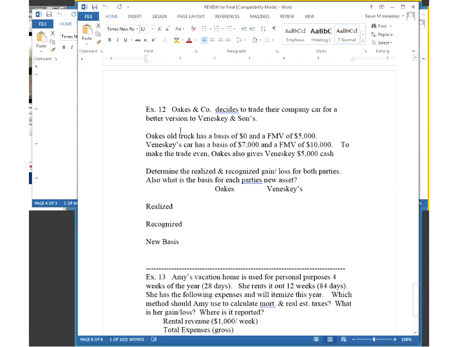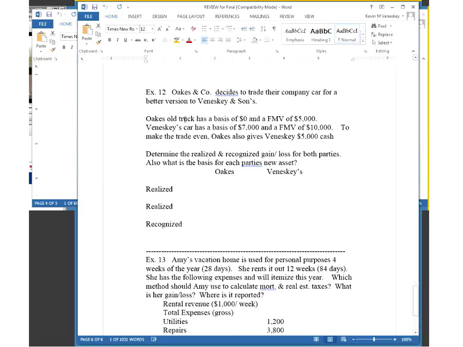Okay, 2 more. A company decides to trade their car for a different type of car. So it's going to be a like kind. Old truck, basis is 0, worth $5,000. And then we give Benesky's basis, the other company, and the fair market value of that car. They're not quite an even trade, so company number 1 does have to give company number 2 extra money to make the trade equal.